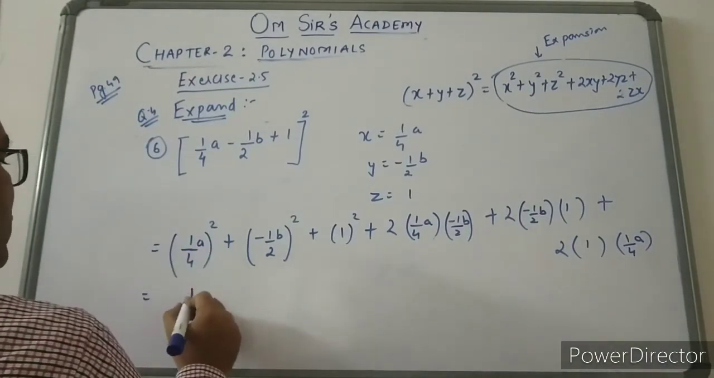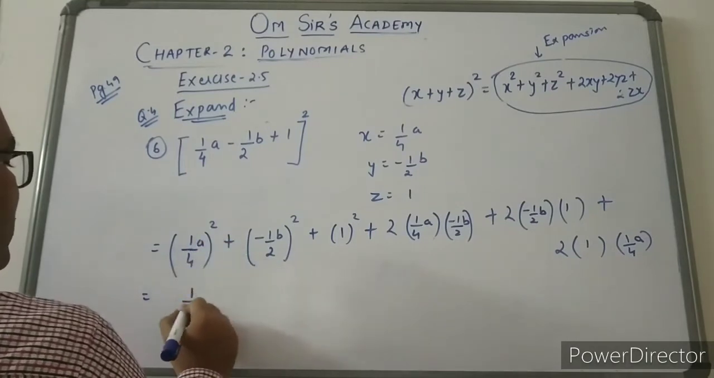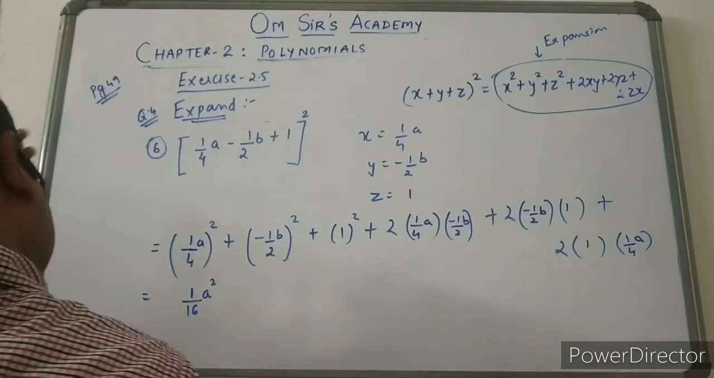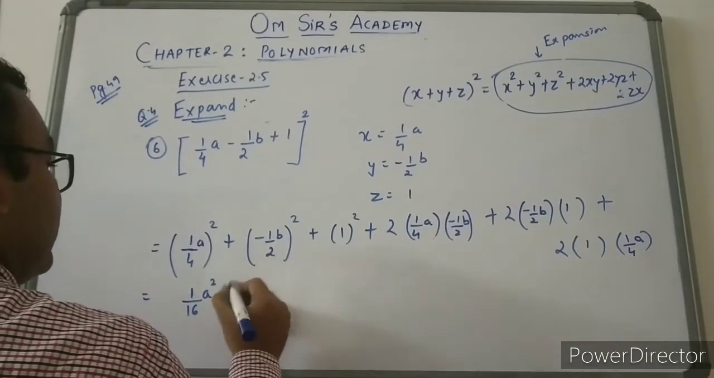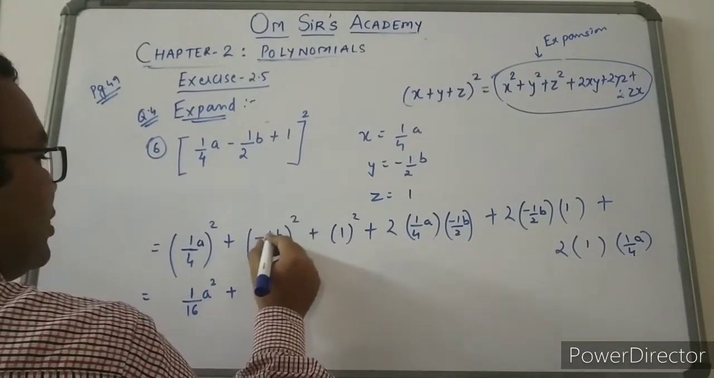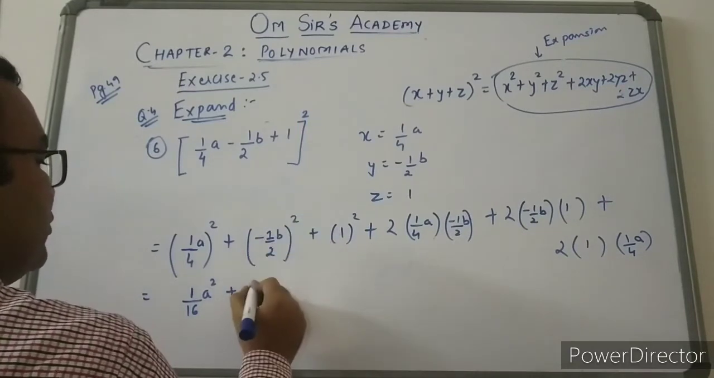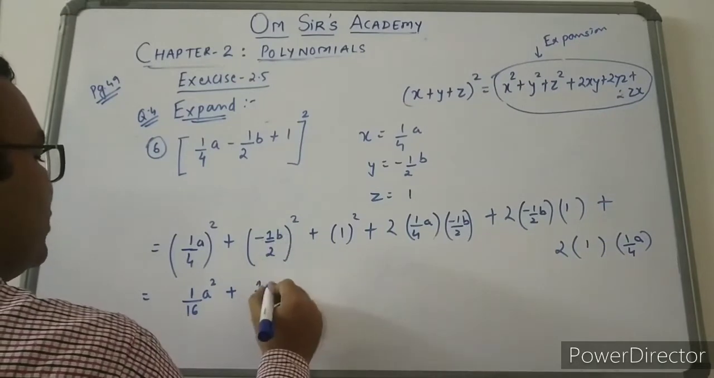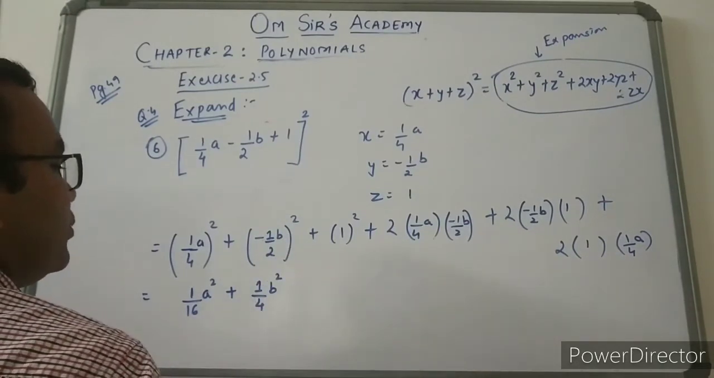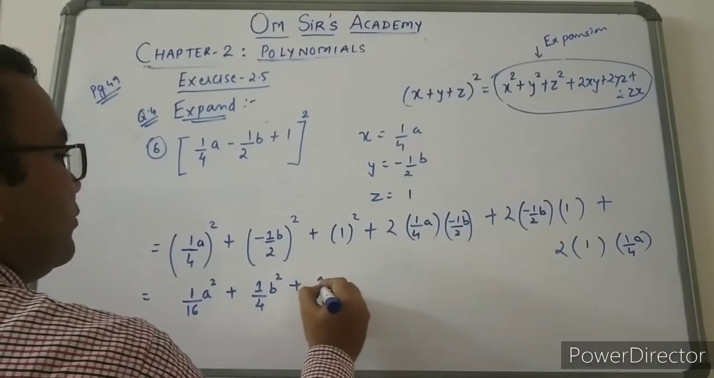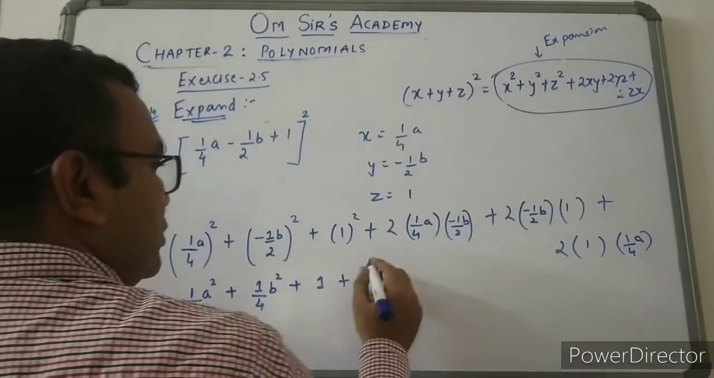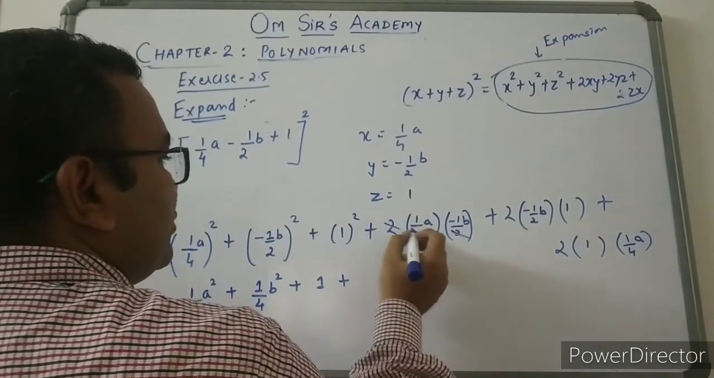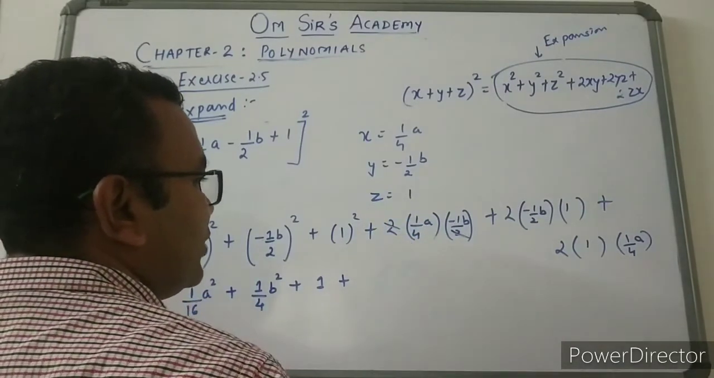1 square is 1, 4 square will be 16, a square is a square, that is 1 upon 16a square, plus minus 1 whole square will be 1, upon 2 square will be 4, and b square will be b square. So that will be 1 upon 4b square, plus 1, plus. Now see, these two and these two get cancelled. 2 ones are 2, 2 2s are 4. Anything can get cancelled.